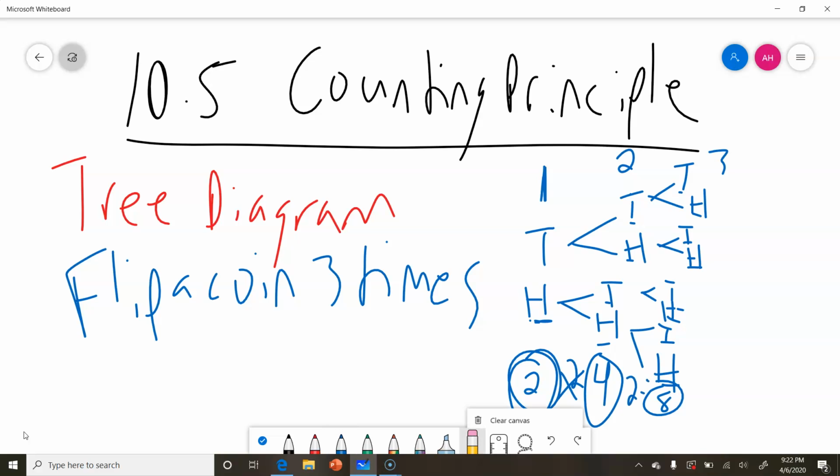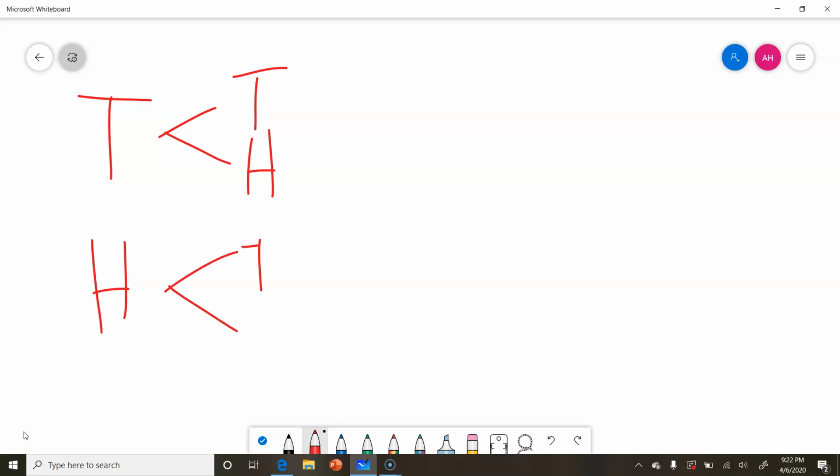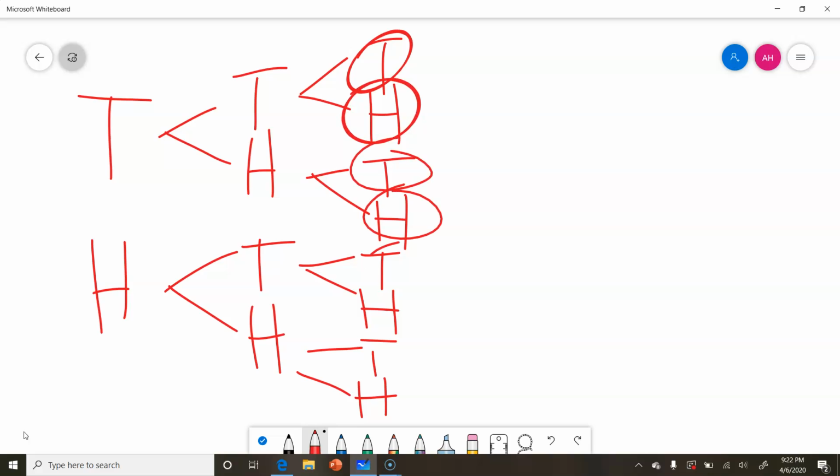Okay, so let me draw a little. I'm going to draw that diagram again, right? So the first time we could have tails or heads, and then we get tails, heads, tails, heads, and then for each one of those, tails, heads, tails, heads. It's actually really hard to draw and not run out of space because it's so many options. Okay, so that's 8, right? 1, 2, 3, 4, 5, 6, 7, 8.